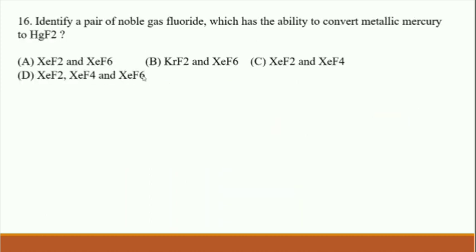15th question. Identify a pair of noble gas fluorides which has the ability to convert metallic mercury to HgF2. This question is from a journal paper, and the answer is KrF2 and XeF6. Krypton fluoride and XeF6 can convert Hg to HgF2.